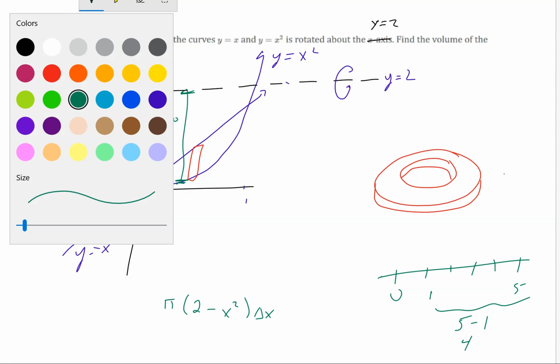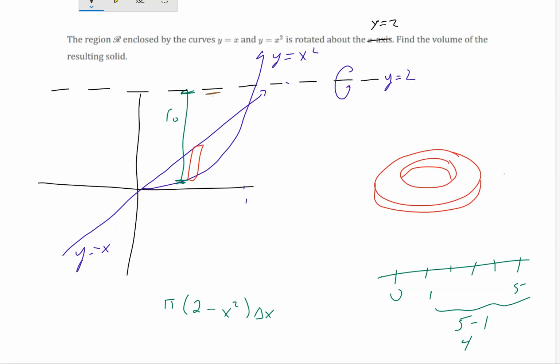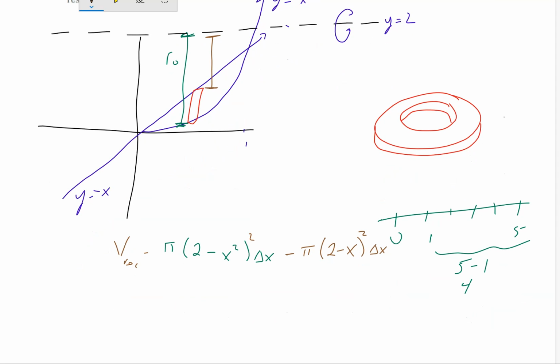Now the inside radius will be from our axis of rotation to the closest part of the rectangle, which is just the y equals x. Remember, we're going to have to subtract that off. So that's going to be 2 minus x. And I have to square those. I left that off. Okay. Delta x. So that's the volume for that little rectangular piece when we spin it around.